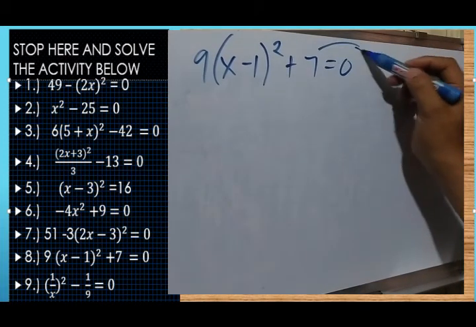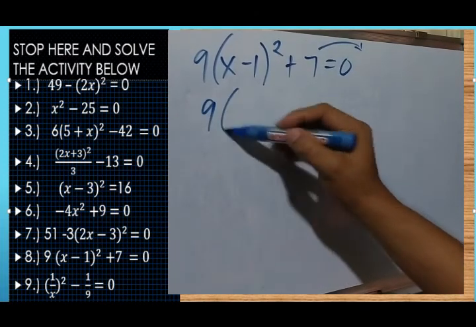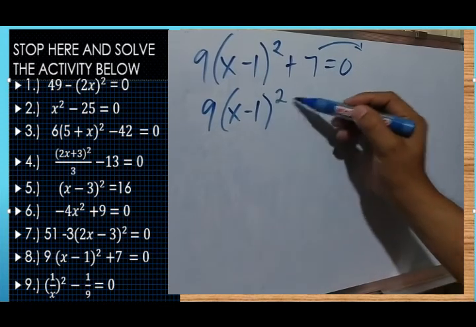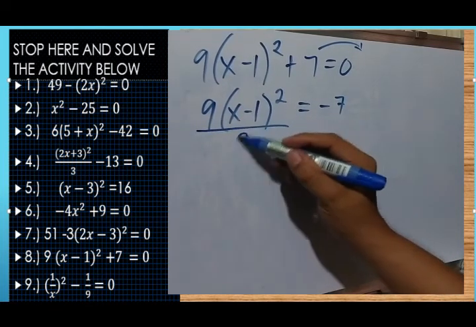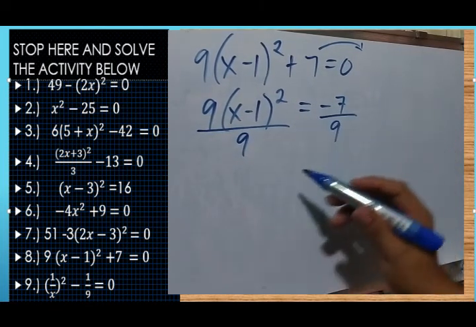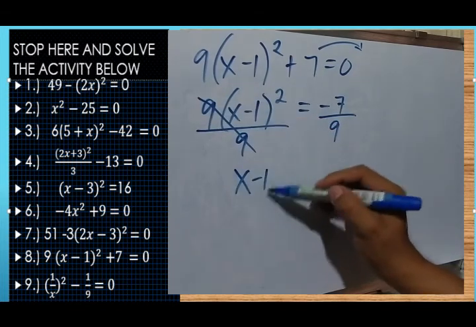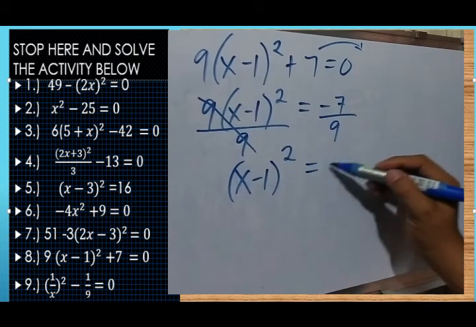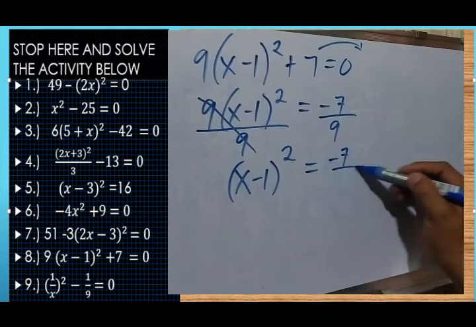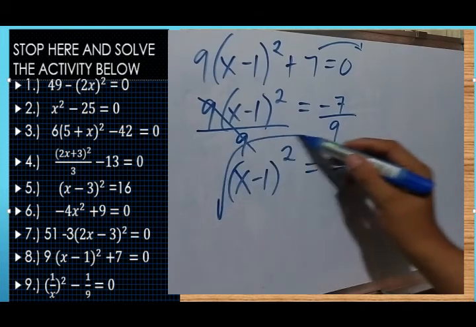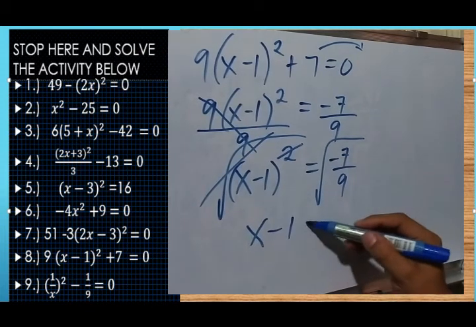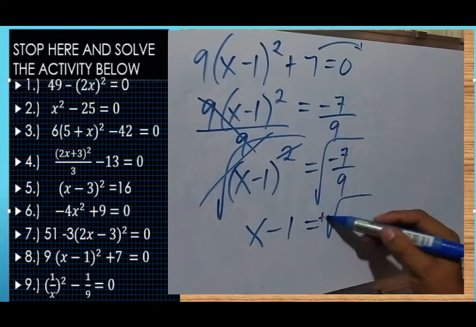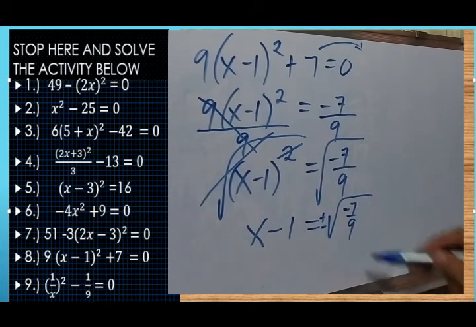Next is 9 times the square of the quantity x minus 1 plus 7 equals 0. Transpose 7 to the other side, meaning deduct 7 on both sides. So you now have 9 times the square of the quantity x minus 1 is equal to negative 7. Divide both sides by 9. You now have x minus 1 squared is equal to negative 7 over 9. Then extract the square root of both sides. Cancel. We now have x minus 1 is equal to positive negative square root of negative 7 over 9.